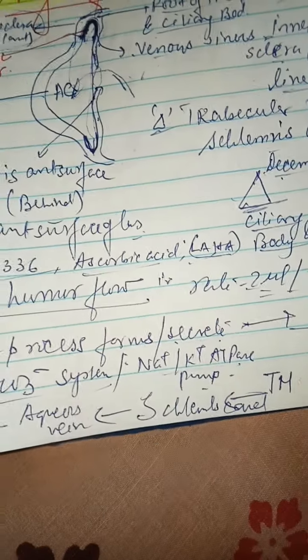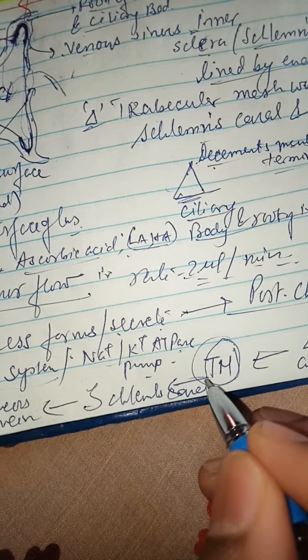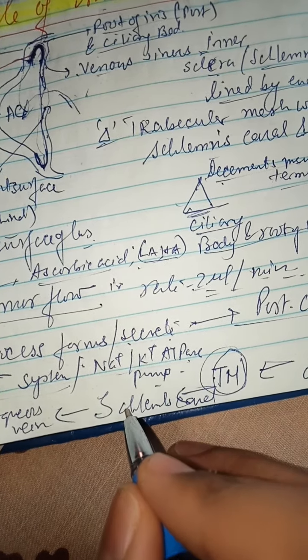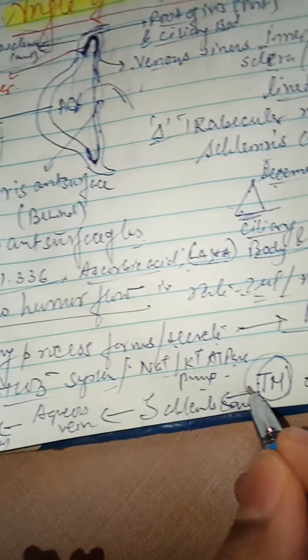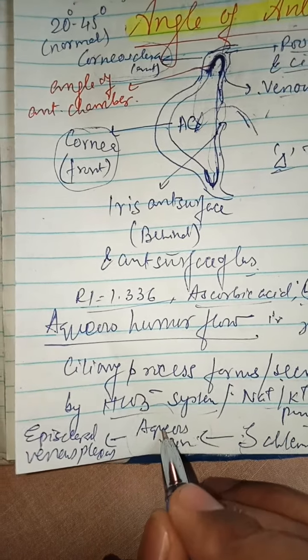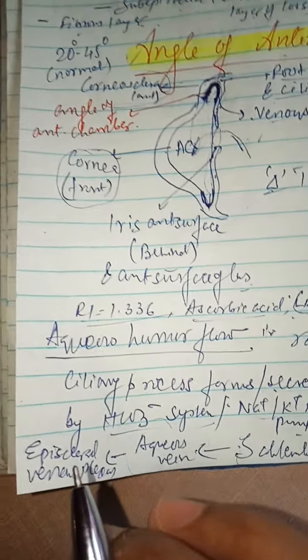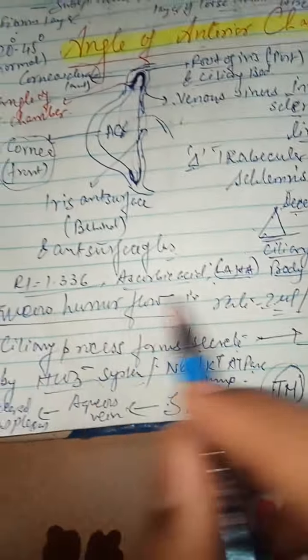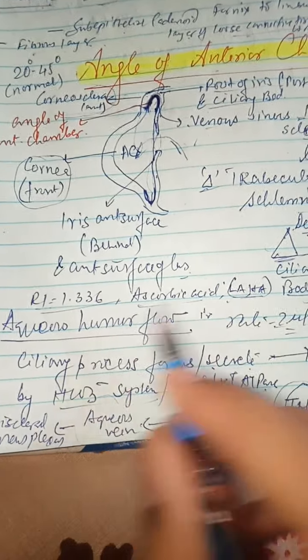From the angle of the anterior chamber there is a trabecular meshwork. Through the trabecular meshwork it filters and enters the canal of Schlemm. Through the canal of Schlemm it goes to the aqueous vein, and from the aqueous vein it goes to the episcleral venous plexus. So this is the flow of the aqueous humor.